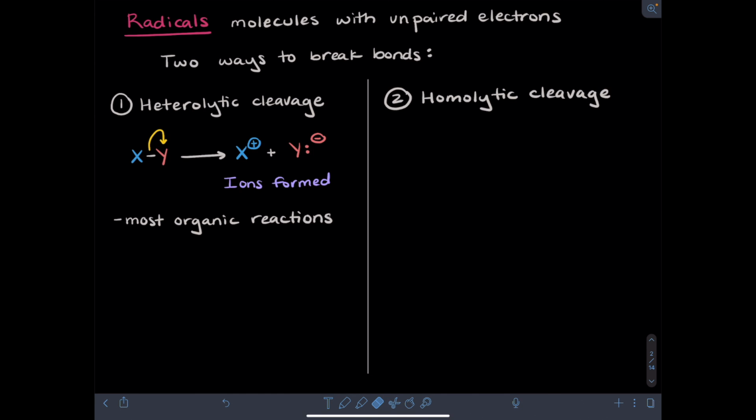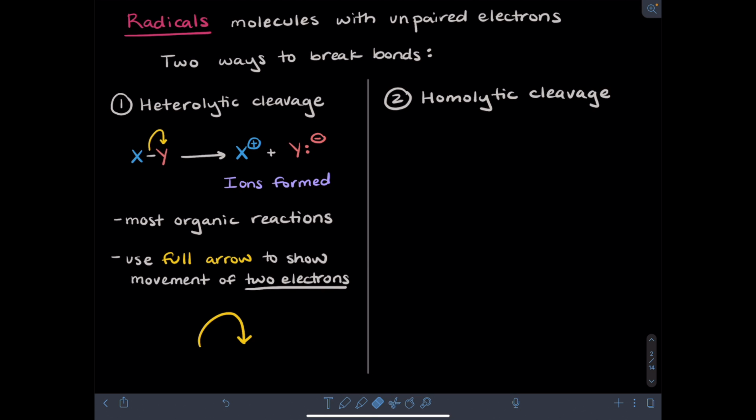Most organic reactions involve heterolytic cleavages. For example, consider a loss of leaving group to generate a carbocation. That would be an example of a heterolytic cleavage event. And in a reaction mechanism, you would use a full-headed arrow to show the movement of two electrons. So by full-headed, I mean there's a complete V at the end of the arrow. The arrow shows where the electrons are coming from with the arrow tail, and where they're going to where the arrowhead is pointed.